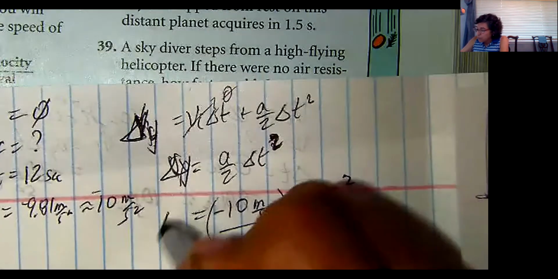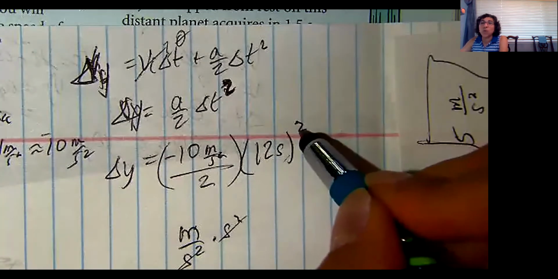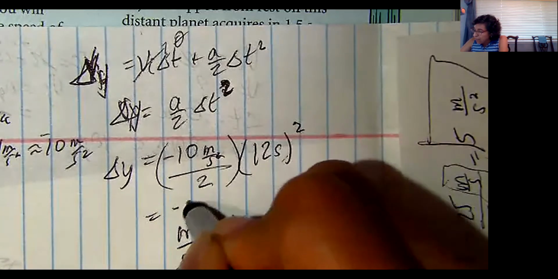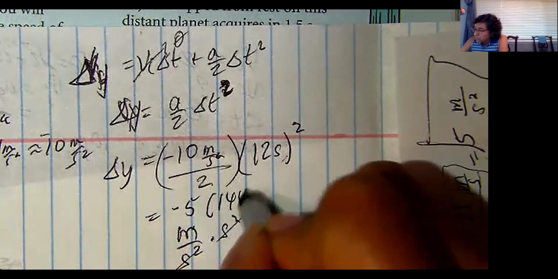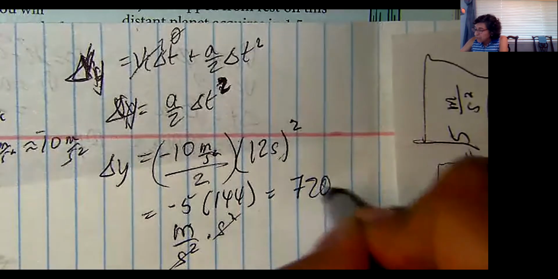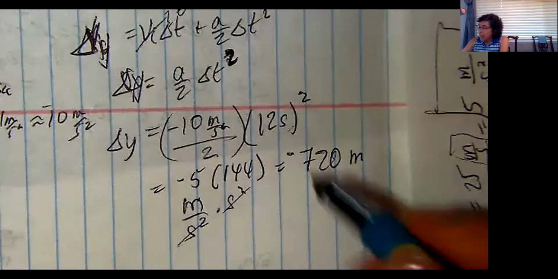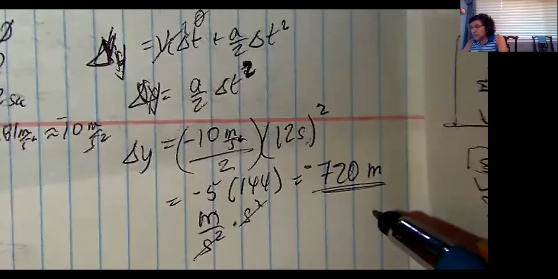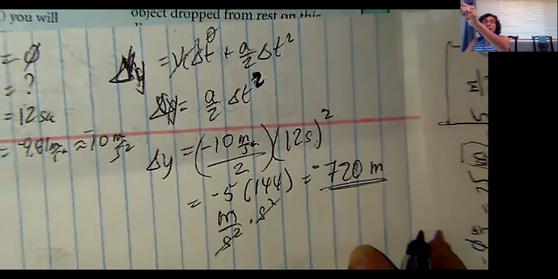All right, so delta y, the distance in the y direction. So I know 12 squared is 12 times 12 is 144. So I end up with -5, 10 divided by 2, 5 times 144, and that gives me 720 meters. Notice I have negative. That makes sense because I went down. Okay, so I taught you something else, but really they're asking you for how fast you were going.